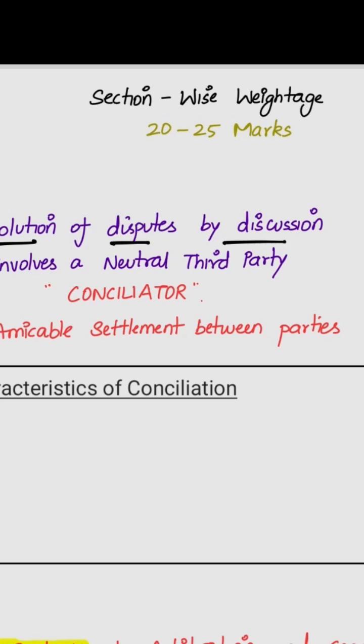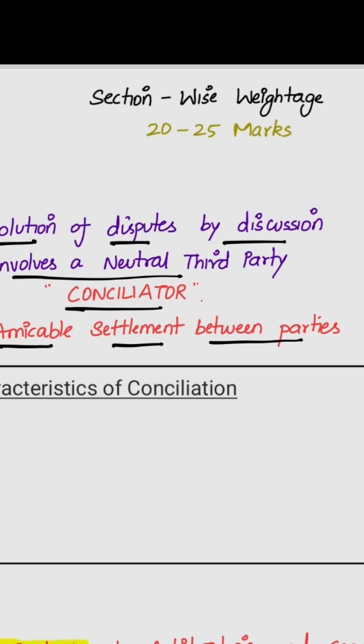There will be a conciliator. Like the arbitrator in arbitration, we will have a conciliator. He will solve the dispute between two parties by discussion. It will involve a neutral third party called a conciliator. It will result in an amicable settlement between parties. It will not be in a fighting manner. It will be in a compromise manner. More or less, the issue will be settled and you can go home happily. This is the main motive of conciliation.